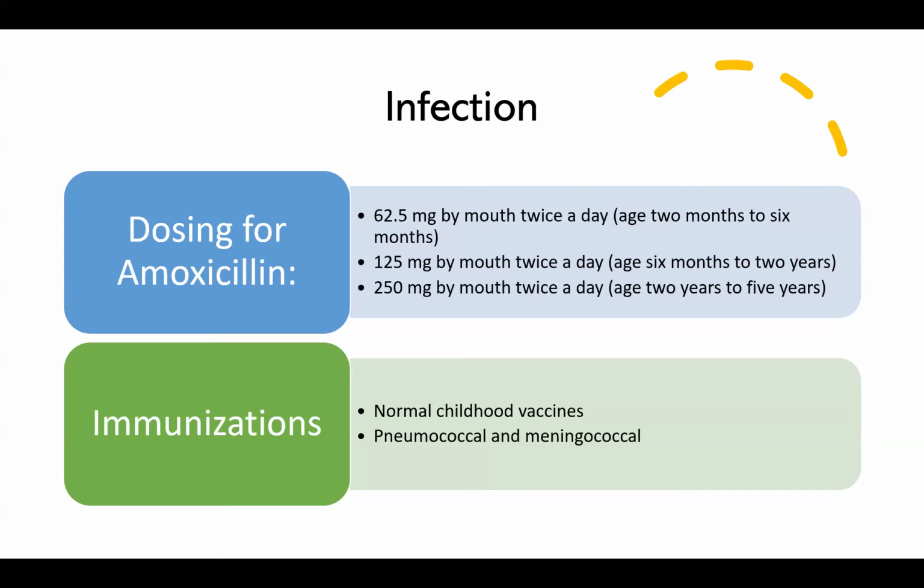Another way to help prevent infection is through immunizations. All of our patients should be following the normal childhood vaccine schedule that Ontario has laid out. We do add a few extra pneumococcal and meningococcal vaccines to the schedule, specifically Prevnar 13 and Pneumovax 23, but in the past month, these have now been updated to Prevnar 15 and Prevnar 20. And then the meningococcal vaccines specifically are to protect against the ACYW and B strains of meningitis.